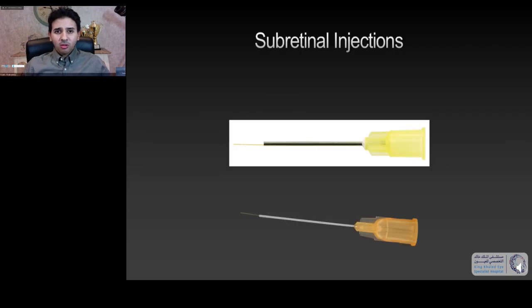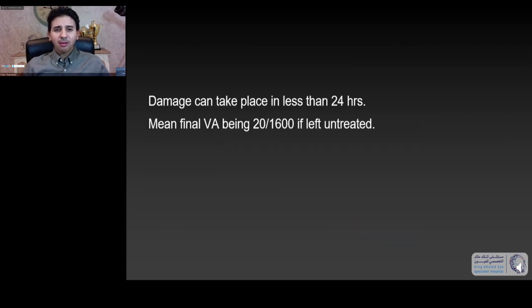Damage to the retina or to the photoreceptors can happen within 24 hours. So waiting and not interfering may end up with a very poor vision. The report has been that its mean would be around 20/1600.